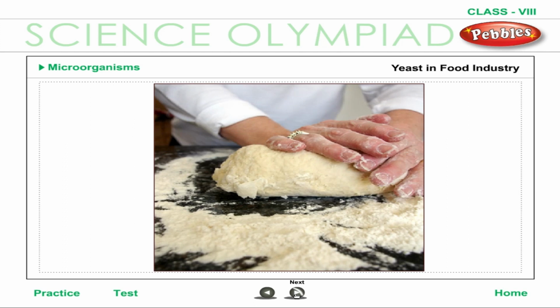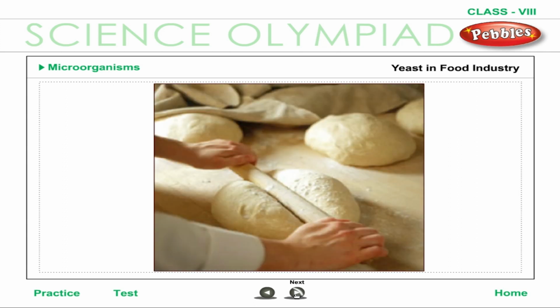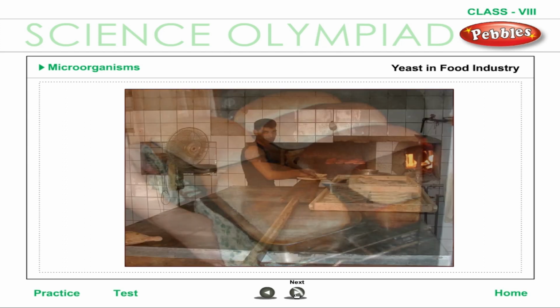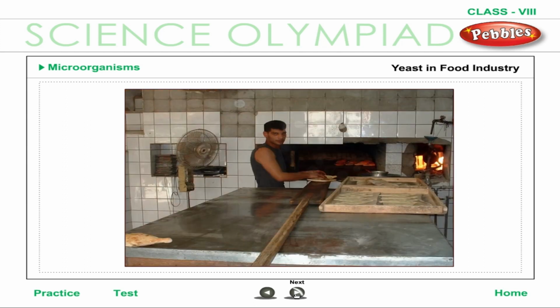Yeast in food industry. Bread production. Kneading a mixture of flour, salt, sugar, yeast cells, and water into dough is an important step in bread production. The process responsible for the fluffiness of bread is the decomposition of sugar by yeast cells to produce carbon dioxide gas and alcohol. When the kneaded dough is shaped and kept in a warm, moist environment, the yeast ferments the sugar to produce alcohol and bubbles of carbon dioxide.